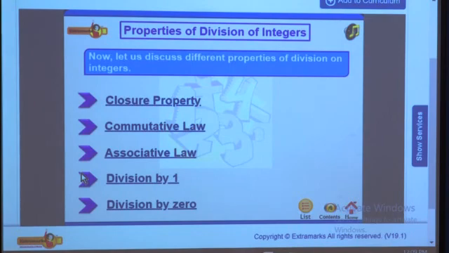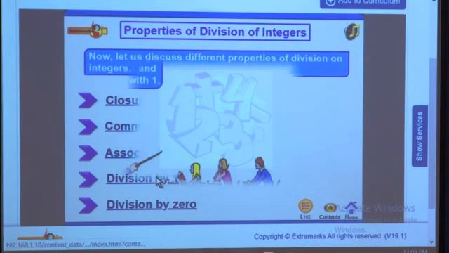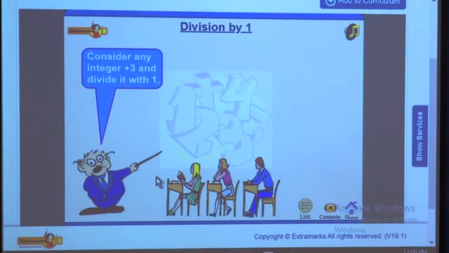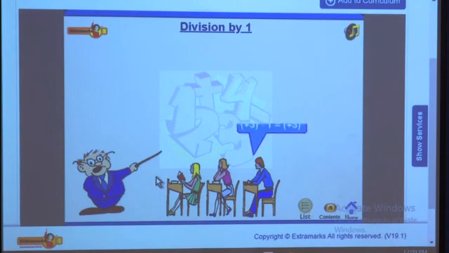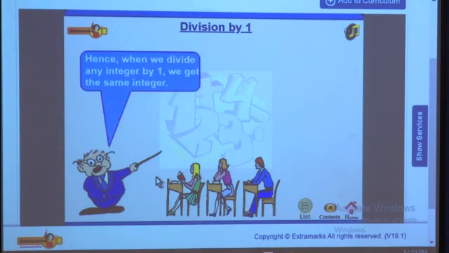Now let us discuss different properties of division on integers. Let us now discuss the division by 1. For this, consider any integer, say positive 3, and divide it by 1. We see that we get the same number. Therefore, when we divide any integer by 1, we get the same integer.